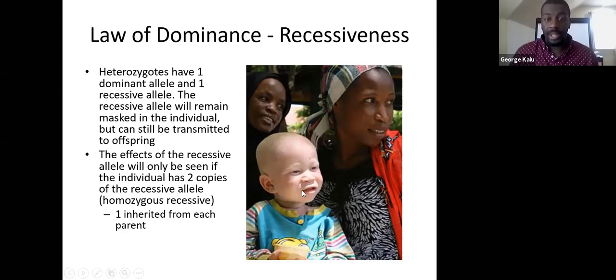Again, the only way that you're going to end up seeing a recessive condition is if you inherit both copies of the recessive allele. So I'll just write little a, little a. So you have little a, little a, that's how you're going to end up getting albinism. So I'll just put albi.